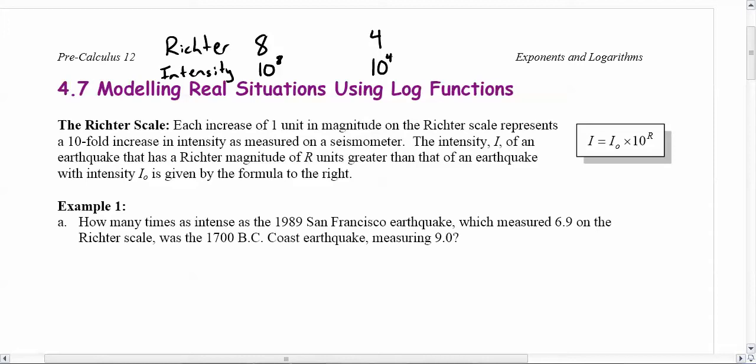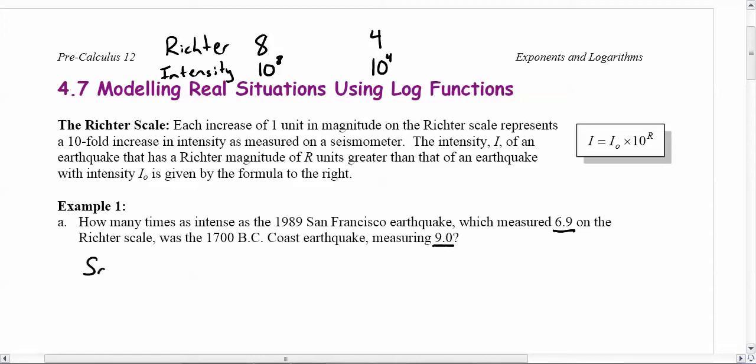So in our first example, we have an earthquake in San Francisco in 1989, which measured 6.9 on the Richter scale, compared to an earthquake on the BC coast in 1700 that was 9.0. That's about as big as earthquakes get, about the highest earthquake. So how many times greater was the earthquake in BC compared to the earthquake in San Francisco?